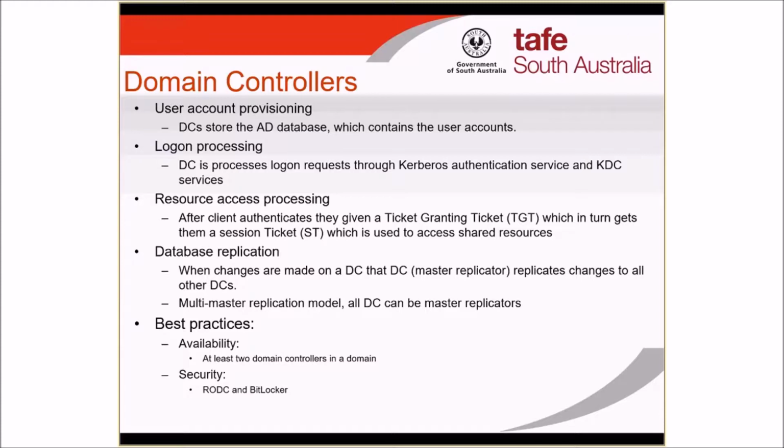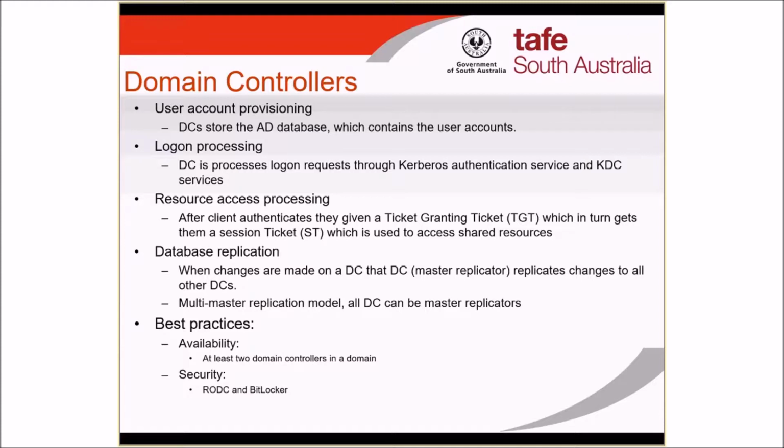So basically, database replication: when changes are made on a domain controller, if a change is made on this domain controller, then this becomes what's called the master replicator. The master replicator triggers a replication so that every other domain controller gets this change. Active Directory is what's called a multi-master replication model, which means that any domain controller can be the master replicator. It depends which domain controller the change was made on first.